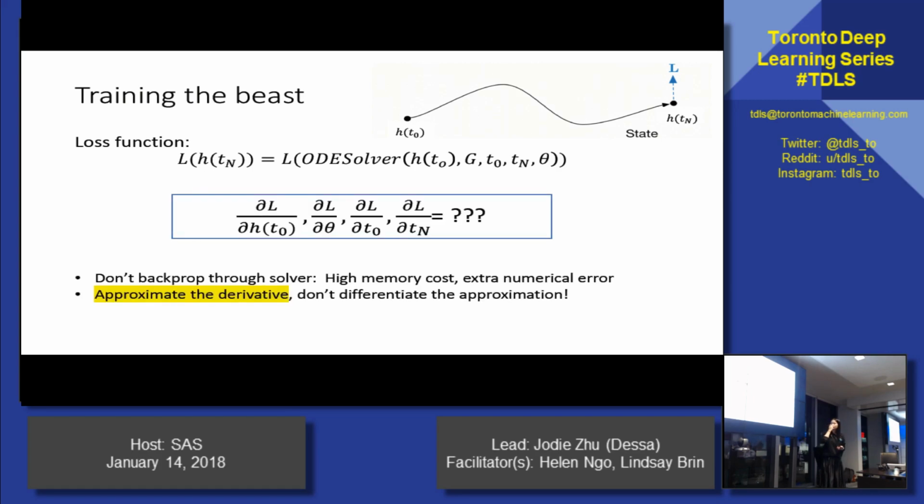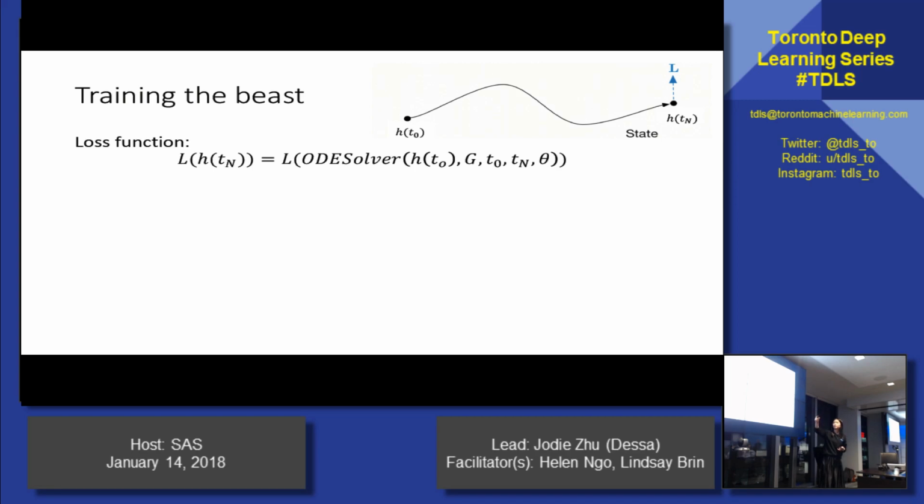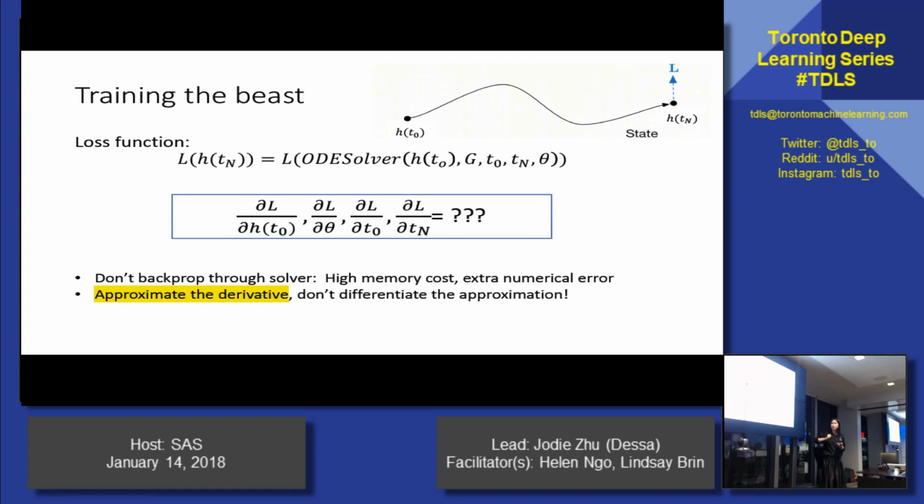To work with this, we replace the loss function with h(t_N). It will be a loss function with different ODE solver components. And getting the gradients is actually getting these three terms. So these three terms are actually the key to get the updates for the whole ODE net. So we do actually want to say, do not backprop through the whole solver, because it will be a nightmare.